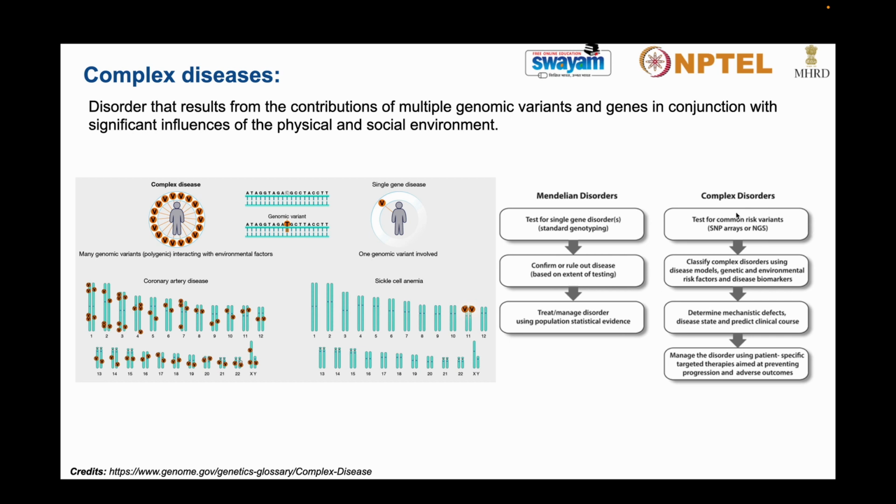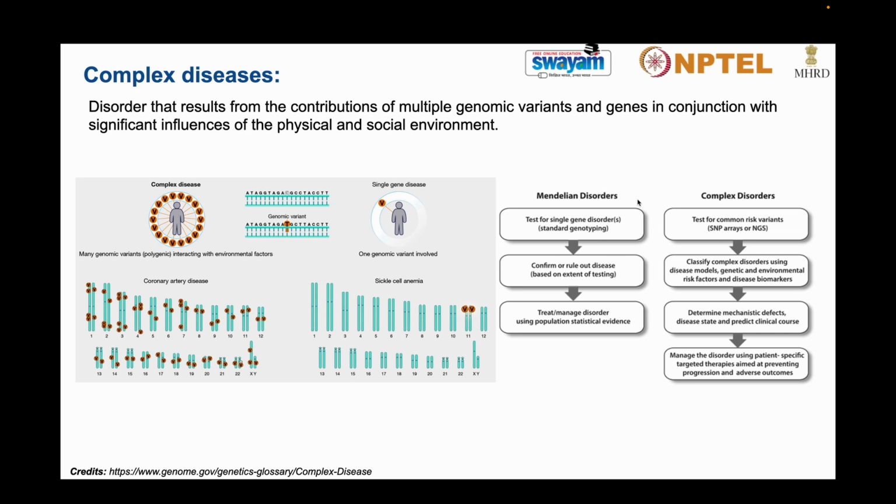Whereas in complex disorders, we test for the common risk variants. For example, we check for the SNP arrays or NGS, which is next generation sequencing. We classify the complex disorders using the disease models, genetic and environmental risk factors, and disease biomarkers. We determine the mechanistic defects, disease state, and predict the clinical course. So these are determined and these are predicted. So we manage the disorder using patient-specific targeted therapies aimed at preventing the progression and adverse outcomes. So in this way, the complex disorders are dealt with, and these are far more complicated than the Mendelian disorders.